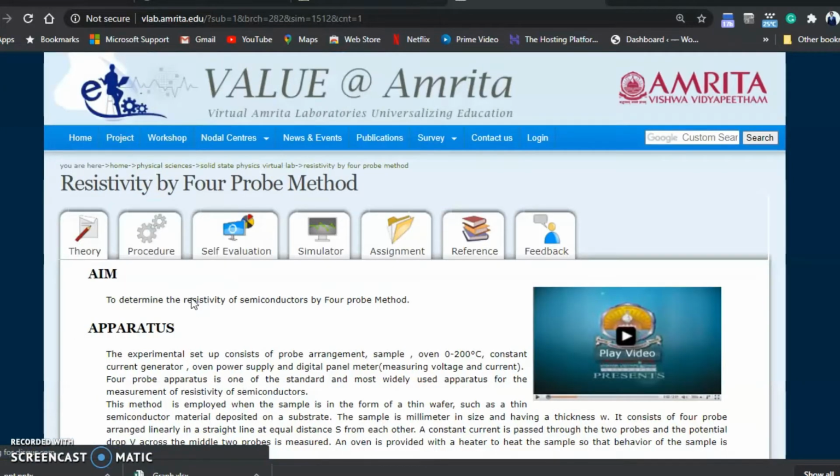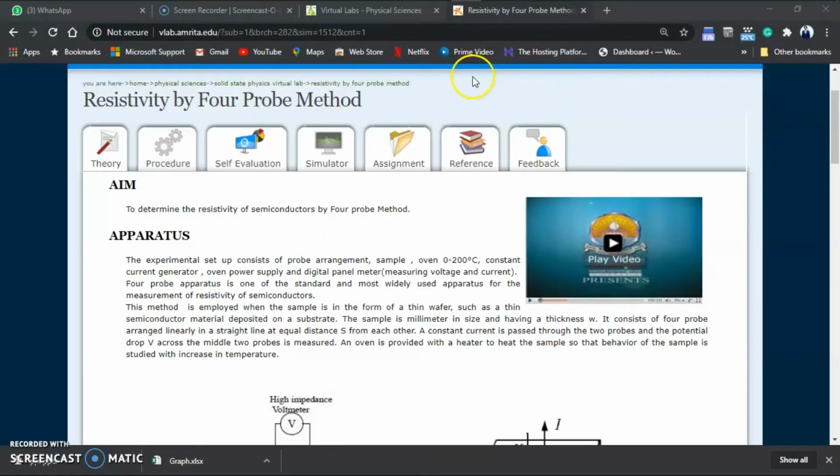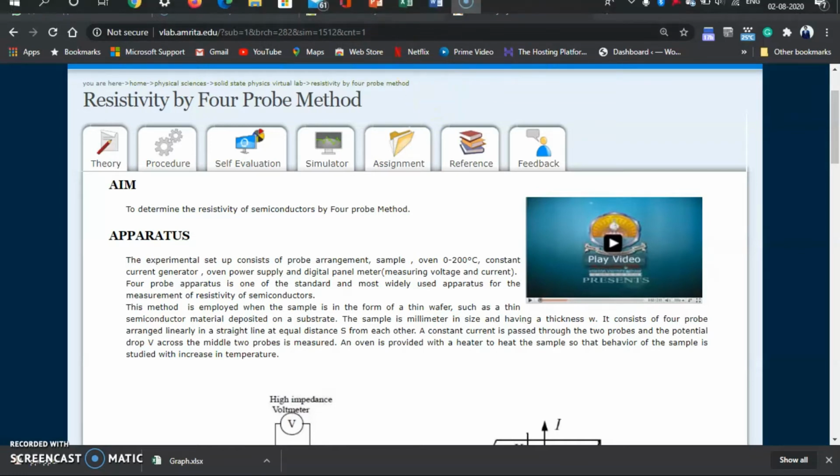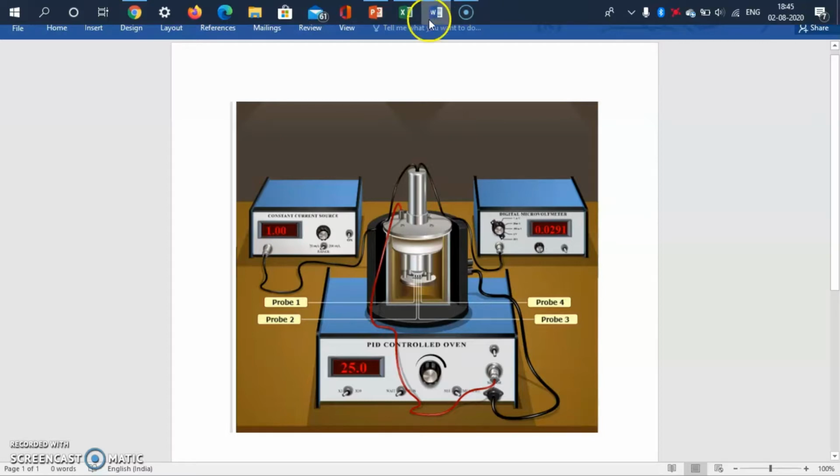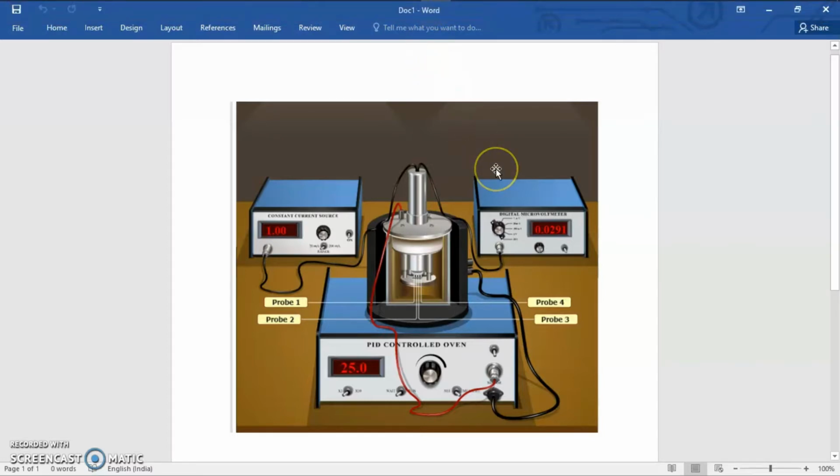As we can see, there are a lot of options available like theory, procedure, self-evaluation, simulator, assignment, reference and feedback. So the aim is to determine the resistivity of semiconductors by 4 probe method. Now, the apparatus. The experimental setup consists of a probe arrangement. They are arranged linearly in a straight line at equal distance S from each other. I'll explain the connections later.